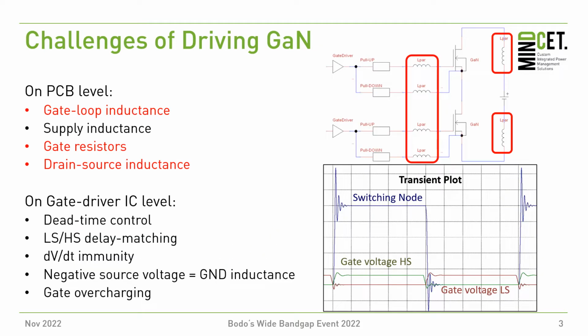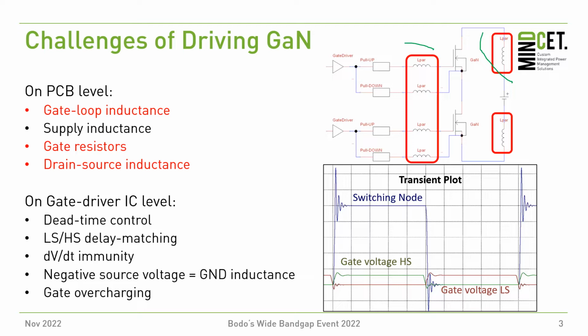So how do you drive GaN correctly? Well, there are a number of things to overcome and to look at. First of all, you have the PCB level where you want to keep all parasitic inductances and loops as short as possible, both on the gate, but also on the supply. And then, of course, there is the key part in the whole system, which is the gate driver IC.